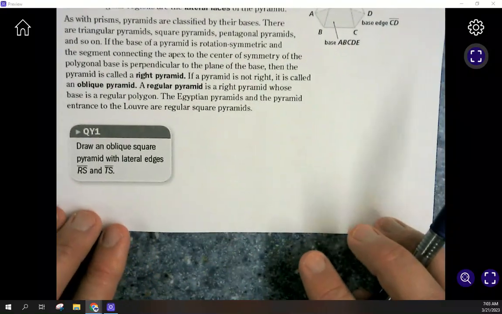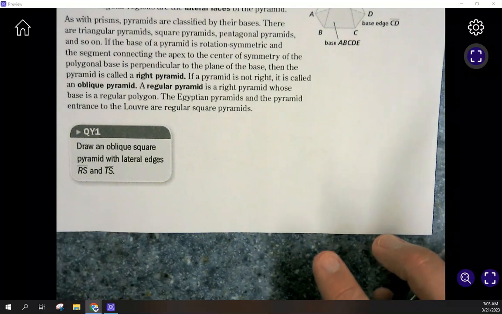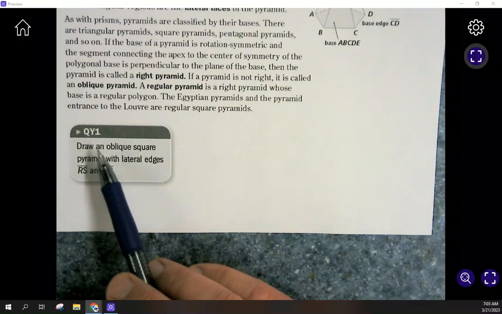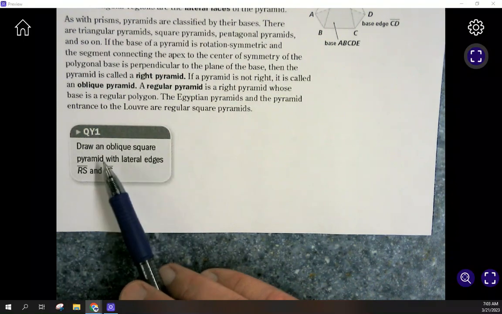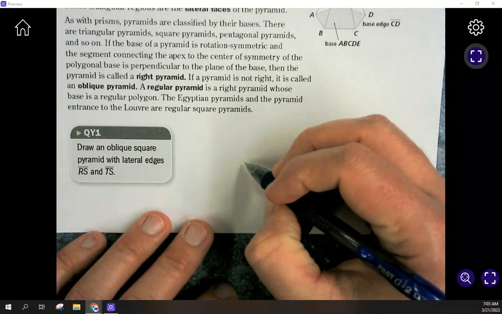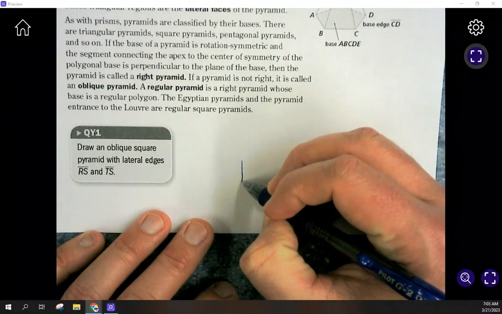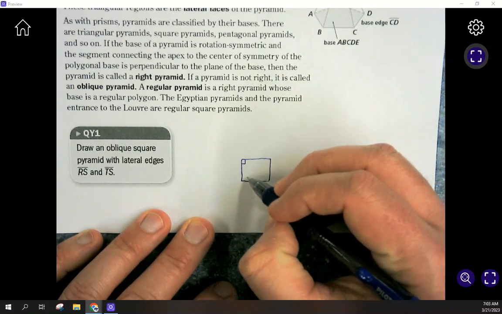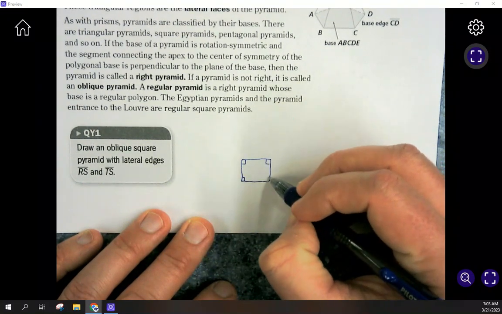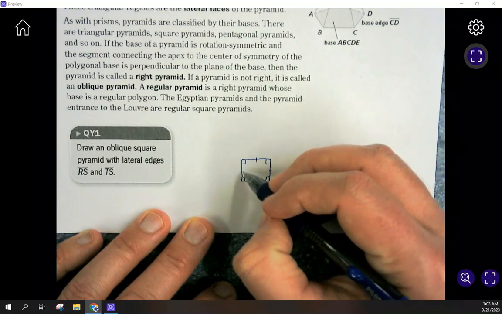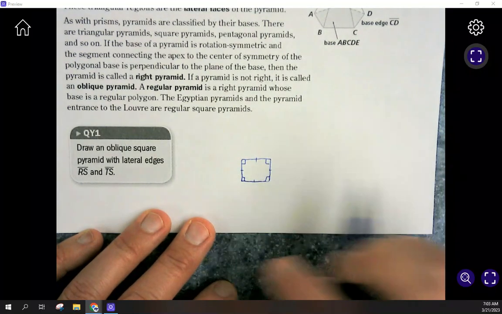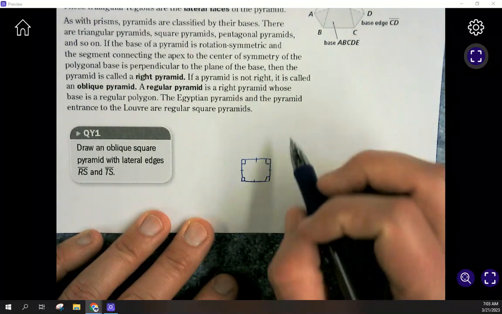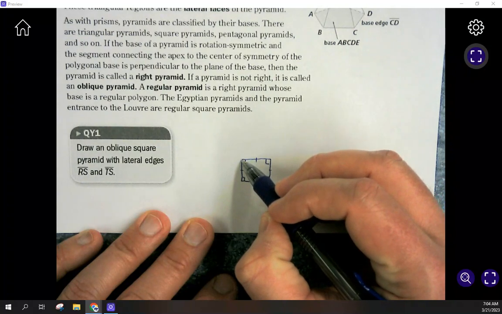So question number one, draw an oblique square pyramid, and then we're going to label some certain lateral edges. So let's start with just the basics here. If it's a square pyramid, that means the base of it is a square. So let's go ahead and draw a square. And if we're going to label it a square, we know all the sides are equal and we know all the angles are 90. And if this is going to be an oblique pyramid, it's not going to go straight up, where from the apex down it would hit at 90 degrees. So we're going to go ahead and make this lean sideways.